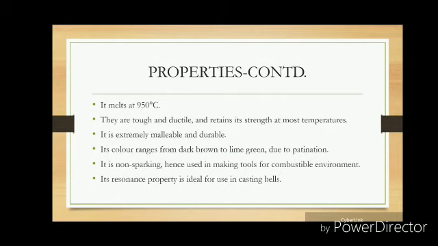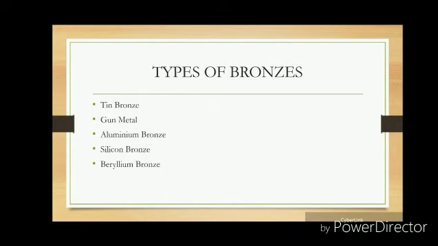It is non-sparking, hence it is used in making tools for combustible environment. Its resonance property is ideal for use in casting belts. Types of bronzes are tin bronze, gunmetal, aluminium bronze, silicon bronze, and beryllium bronze.